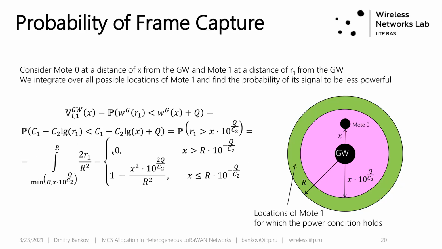So it is given in this formula. And as we can see, this probability depends on x, the distance between the node and the gateway, it depends on the parameters of our path loss model, the constants C1 and C2, and it depends on the capture effect parameter Q.